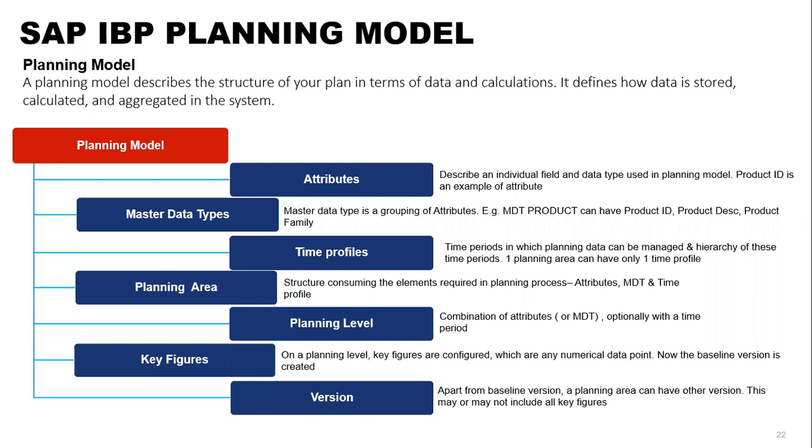Now, on top of the planning area, we'll add the planning level, key figures and the versions. Once the planning model creation is done, I will use the planning area as a reference for everything. So now you have set up the master data and the time profile, then you need to create the planning area. It's a structure which contains the master data types and the time profile at the initial level. Within the master data we have the attributes.